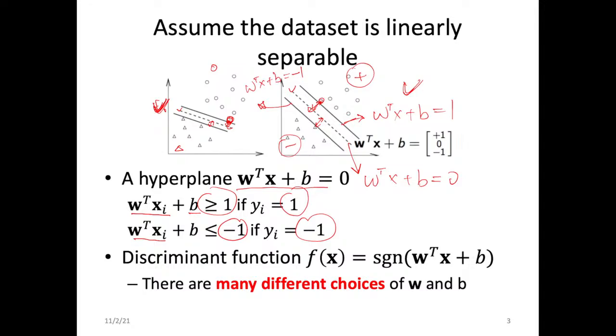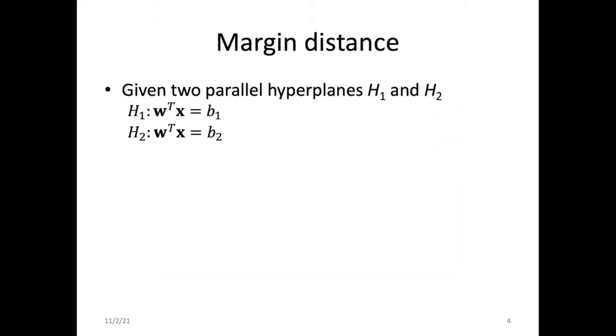If we can find such a W and such a B, then at the prediction phase, you are given a new X. You just compute W transpose X plus B and see whether it is positive or negative, and the sign is your prediction. So how do we compute the distance, and how do we find the W and B such that the margin is maximized?